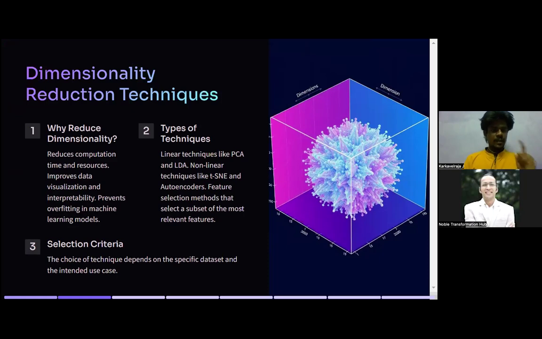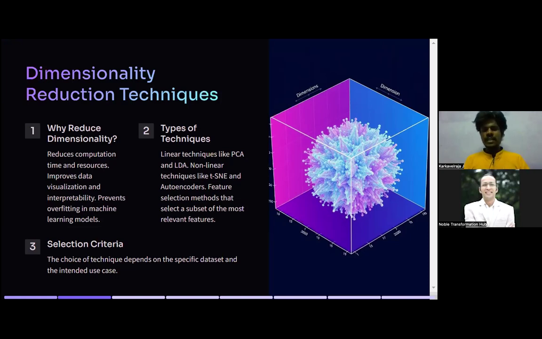Then improves data visualization and interpretability. Right, we would need 1,000 dimensions to visualize the data. Instead of that, now we need only 10 dimensions to display the data, so visualization will be much easier. Then it prevents the overfitting problem in machine learning models. That's also true, because if you train a model on 1,000 features, the model will be memorizing everything. Now we are stopping that, so the overfitting problem will be reduced by using dimensional reduction. That's another thing.